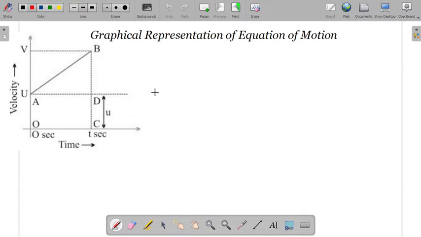Now we are going to start the first method, that is the very first equation of motion.